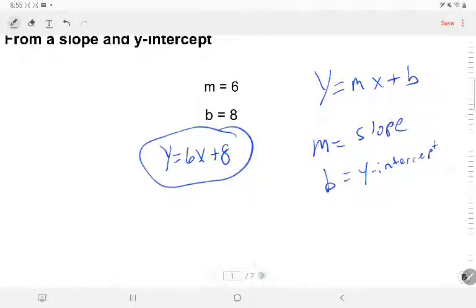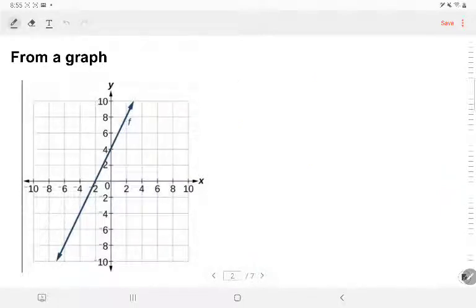All right. We could do it from a graph. So again, we're going in the form of y equals mx plus b, right? So first thing we want to do is find the slope. So what would the slope be? Well, we could find a point on here. Let's find a point right here. And we find another point. We could find this point here.